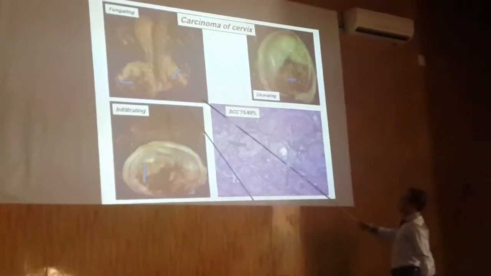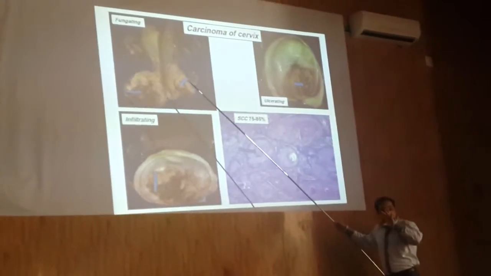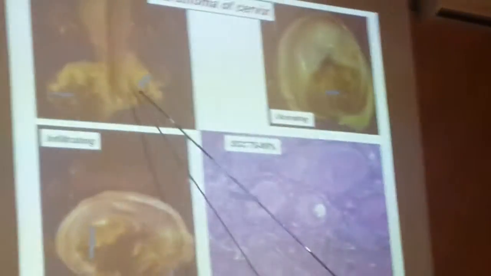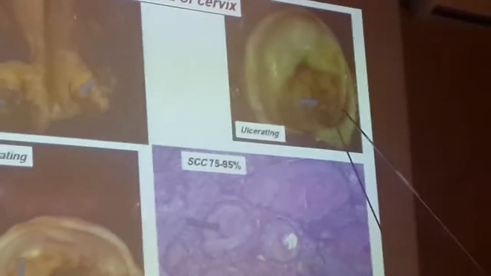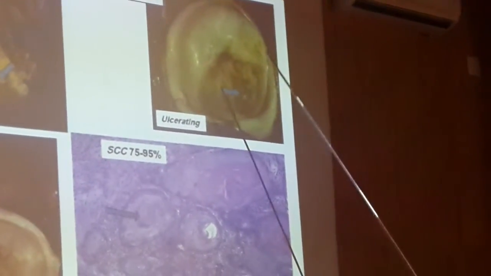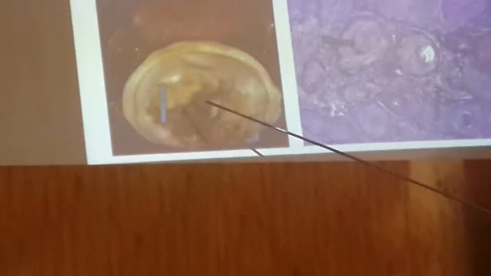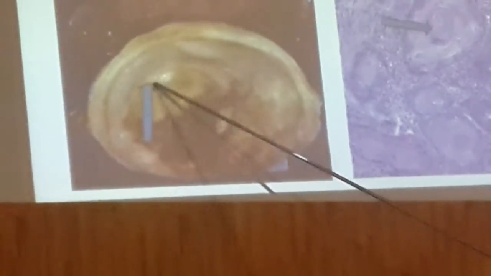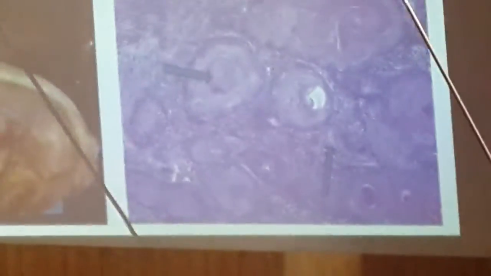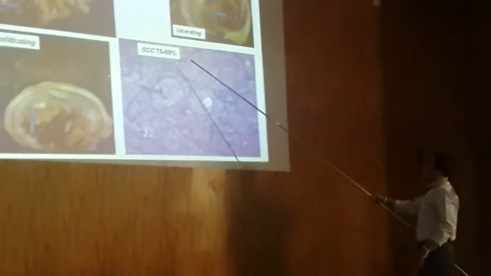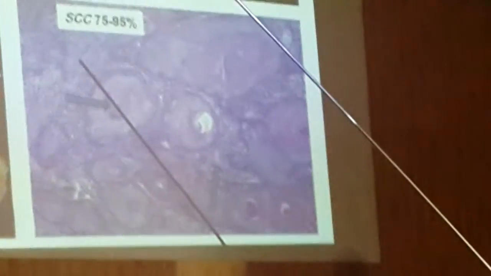So this is fungating. This carcinoma from the wall is growing into the cavity like this. Here it becomes ulcerated after it grows. And here it is infiltrating. There is growth of the carcinoma and it infiltrates into the wall and goes beyond the wall, to the serosa and beyond that. And 75 to 95% of the cases are squamous cell carcinoma because of HPV. The rest will be glandular carcinoma or adenocarcinoma. But mostly it is squamous cell carcinoma, and squamous cell carcinoma, you know.